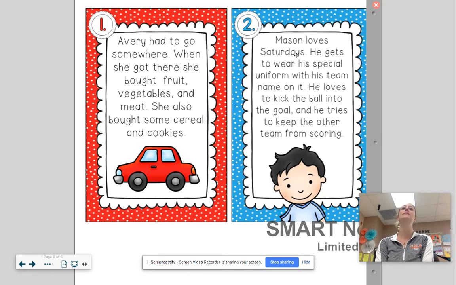All right, here's another one. Mason. Mason loves Saturdays. He gets to wear his special uniform with his team name on it. He loves to kick the ball into the goal, and he tries to keep the other team from scoring. So it doesn't tell us what he's playing, but we can use clues in here and what we know, using our brain, to figure out what do you think he's playing. Well, I'm going to look back. He gets to wear a uniform. He gets to kick the ball. He loves to do that. And into the goal. So what's a sport that you need to kick a ball into a goal? Soccer, right? You guessed it. Good. So you're inferencing. You're using what you're reading and your brain to figure out the answer.